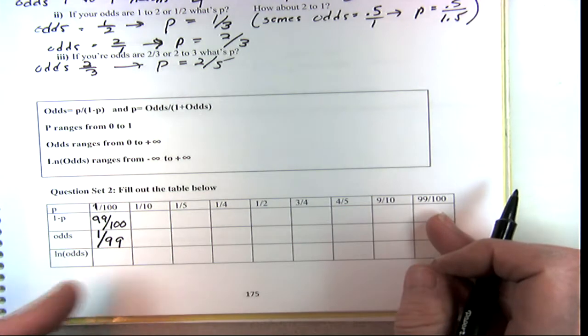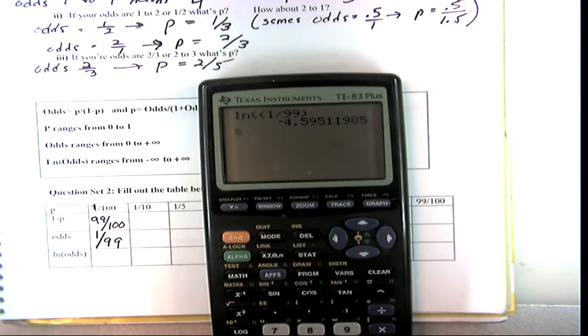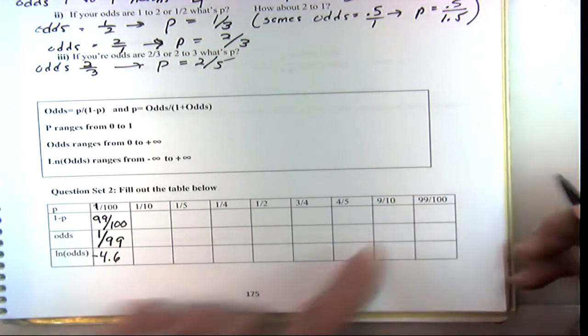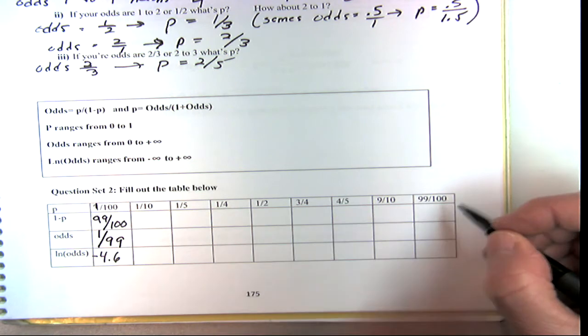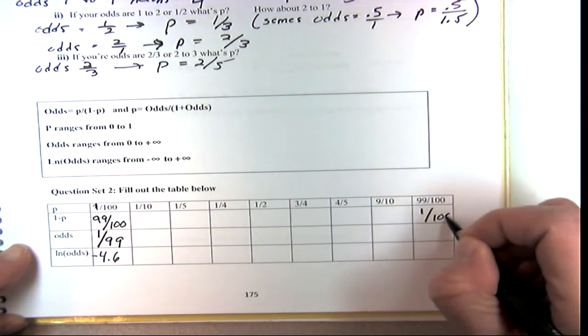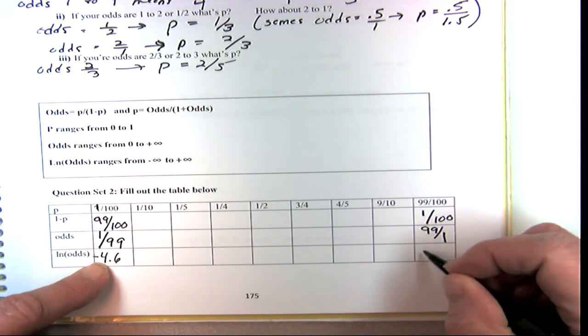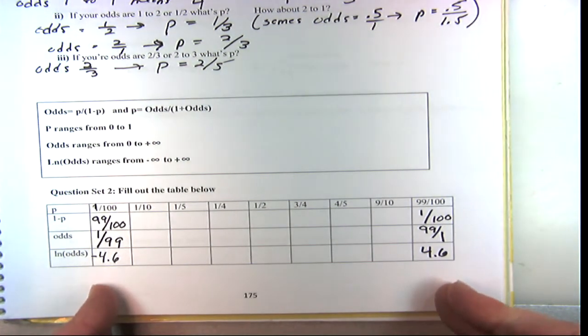Okay. And then what are the log odds? I need a calculator for that. The log odds would be negative 4.6. Let's just round it. I just set it up symmetrically, so let's just switch it. What if your probability is 99 over 100? Then 1 minus p is going to be 1 over 100. And then your odds are 99 to 1. And then instead of negative 4.6, it's going to be positive 4.6 for your log odds, right? So it's very symmetrical around 1/2.